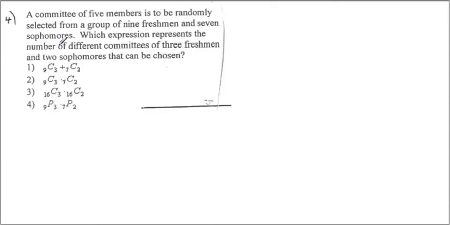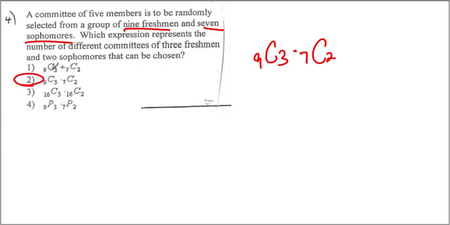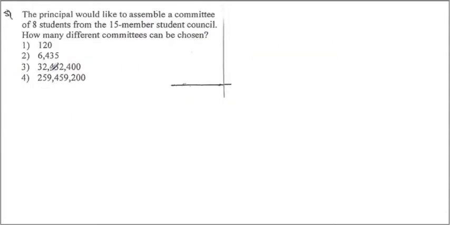Number 4. A committee of 5 members is to be randomly selected from a group of 9 freshmen and 7 sophomores. Which expression represents the number of different committees? 3 freshmen, so 3 out of 9, so we have 9C3, and 2 sophomores. Out of 7 we are selecting 2, so we have to multiply those two, and we end up getting choice 2 as our answer.